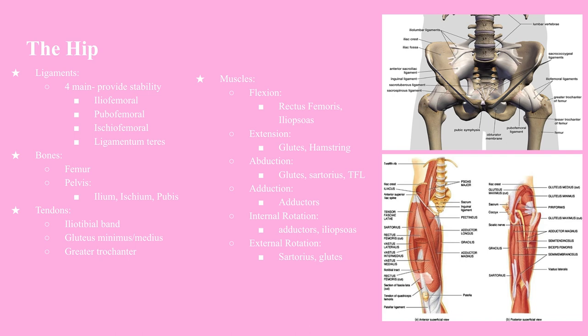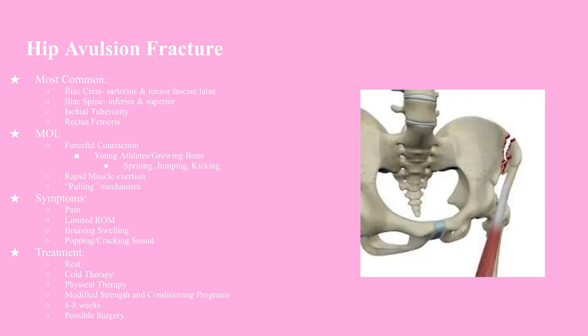And for muscles, flexion comes from the rectus femoris and iliopsoas, extension from glutes and hamstrings, abduction from glutes and sartorius and the tensor fasciae latae, adduction from the adductors, internal rotation, adductors and iliopsoas, external rotation, sartorius and glutes.